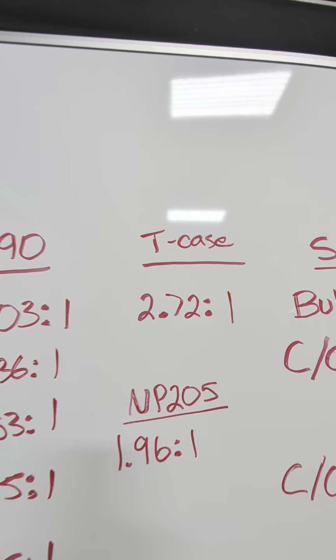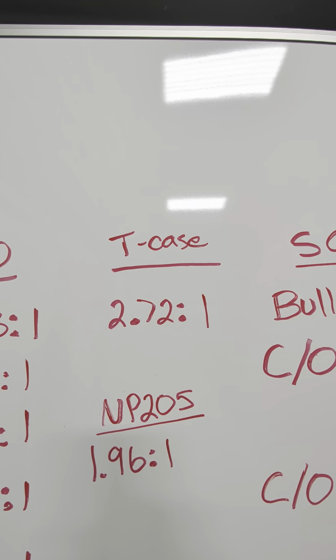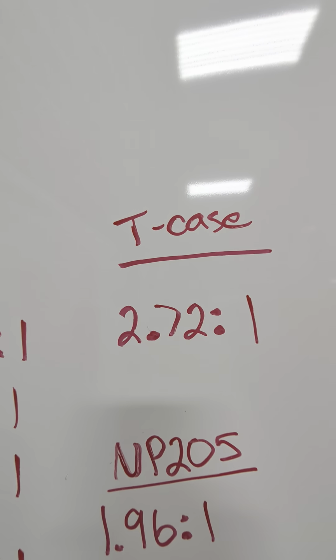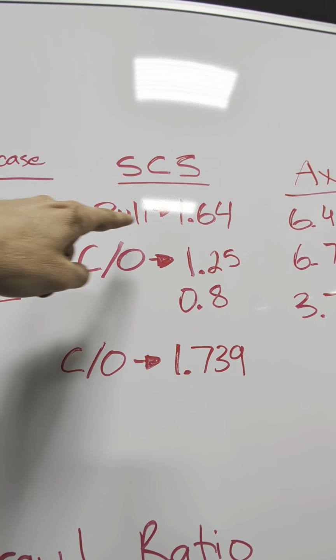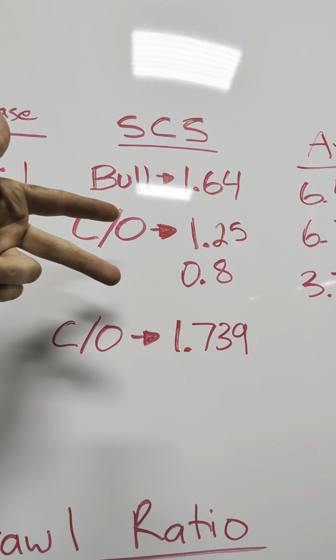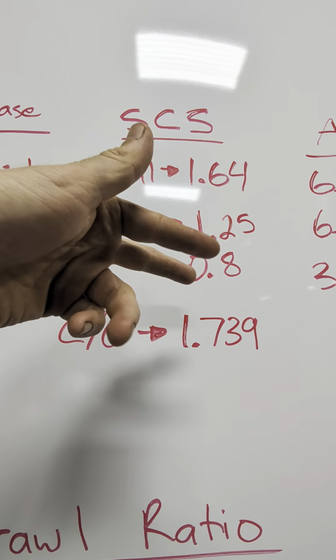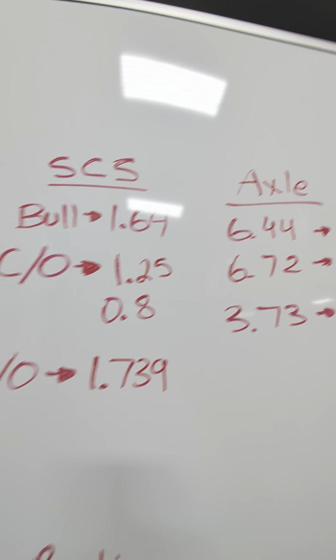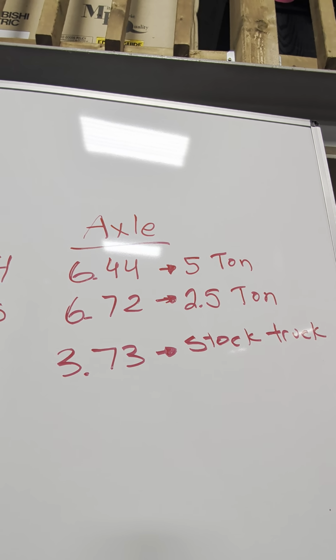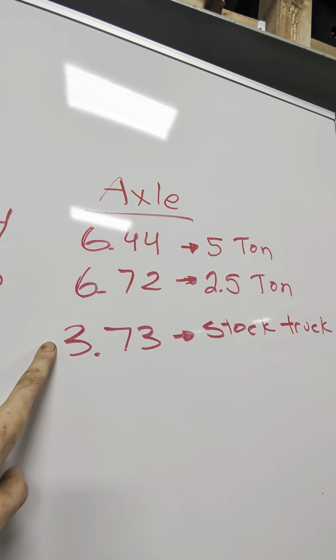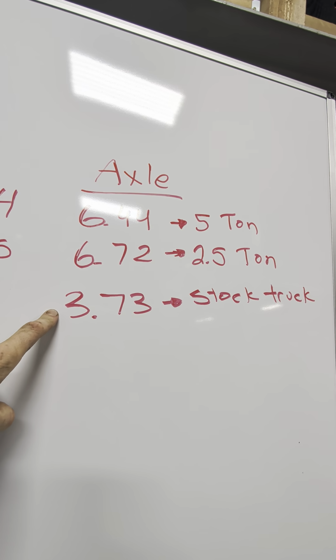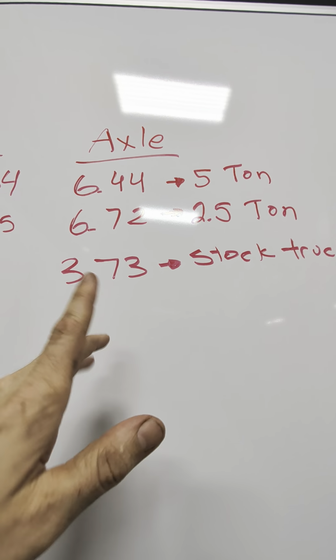Anyways, standard stock transfer cases on trucks these days are about 2.72. The SCS case that I run, my bull gear is 1.6. I have 2 different sets of changeout gears and I change them in and out to get an overall ratio. And then we have some standard axle ratios. A 5-ton is 6.4, your 2.5 is lower, and then most stock trucks are going to be 3.73, 3.42, whatever.